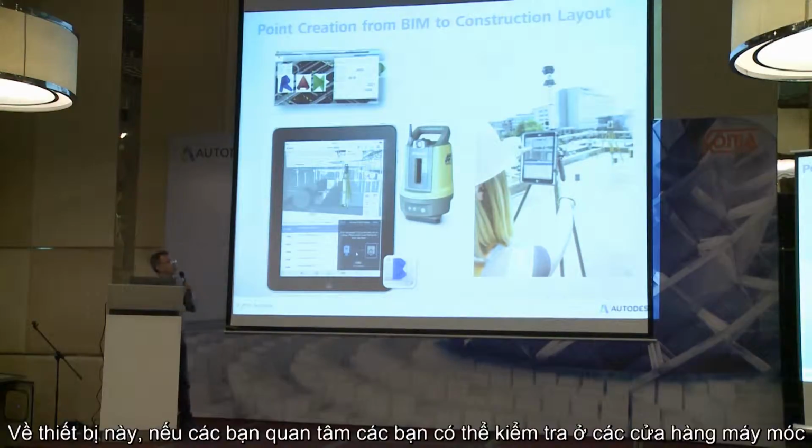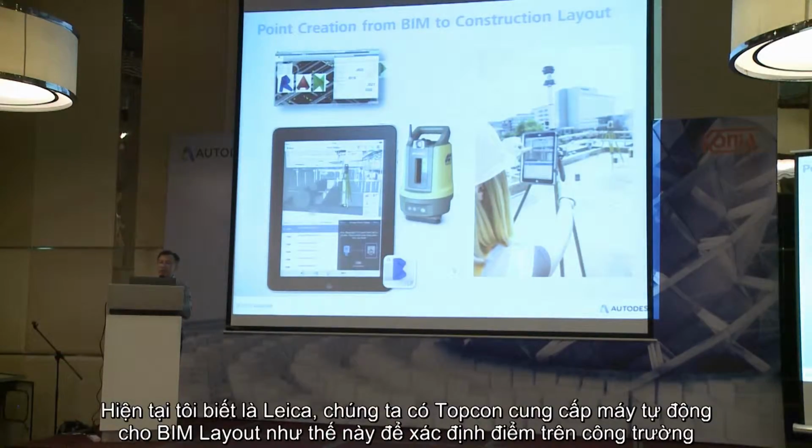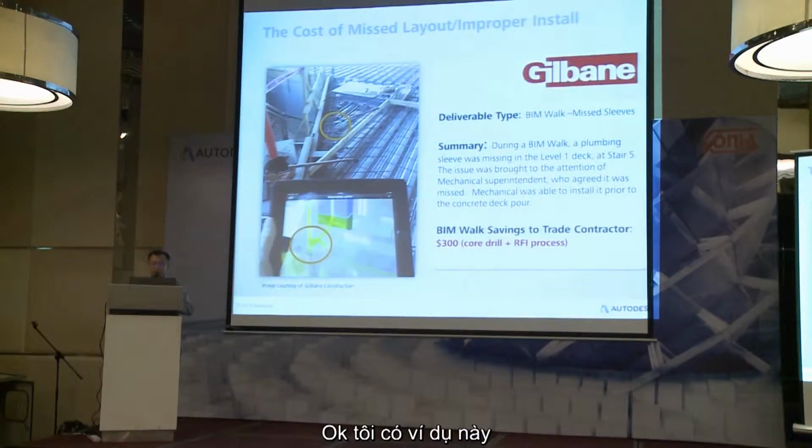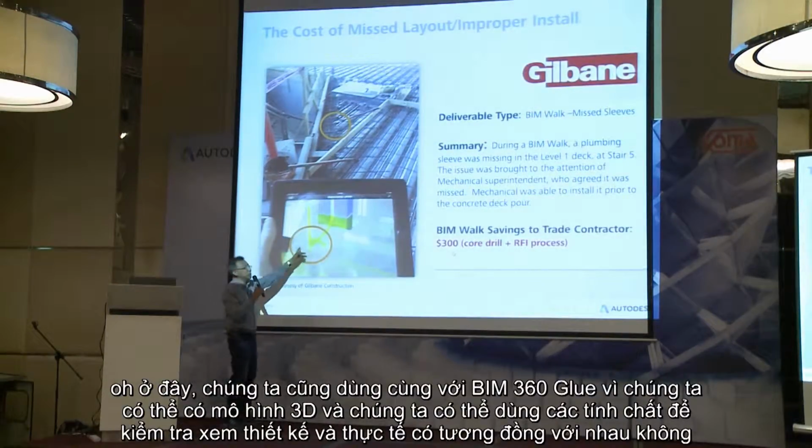And anyway, this is the instrument that if you're interested in, you can check with the hardware vendor. At this moment, as I know, we have Leica, we have Topcon, to supply the automatic machine for the field layout like this, for laying out points in the field. Okay, I have the sample. This one, we also use together with BIM 360 Glue, because we can have the 3D model and use the features to check whether the design and real life are synchronized to each other or not.